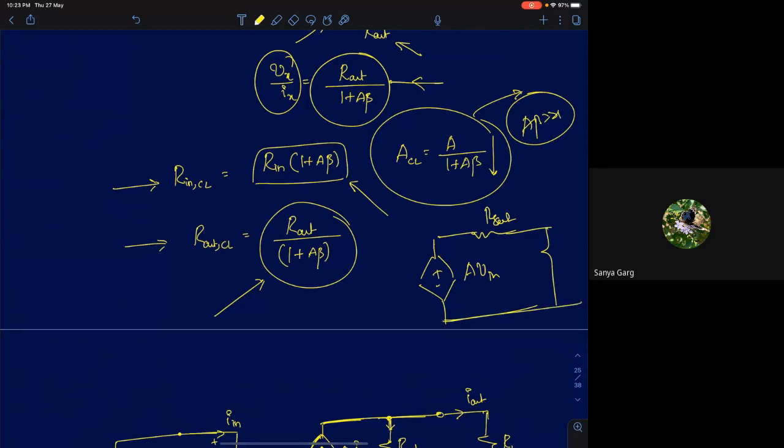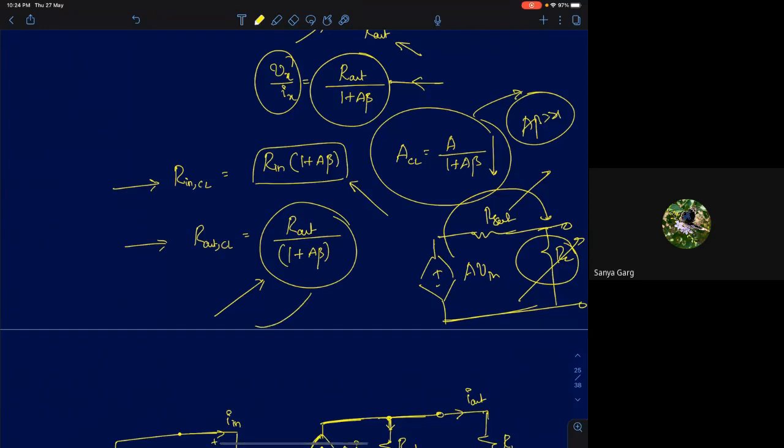Now, for an ideal voltage amplifier, no matter what the load is, even if I keep changing the load resistance, I prefer the same voltage to appear across this output node. Which means what should be the ideal value of R out? It should be 0. It should be as low as possible.